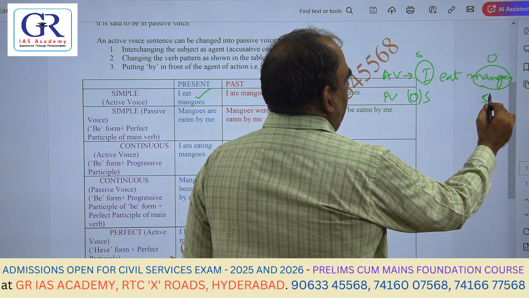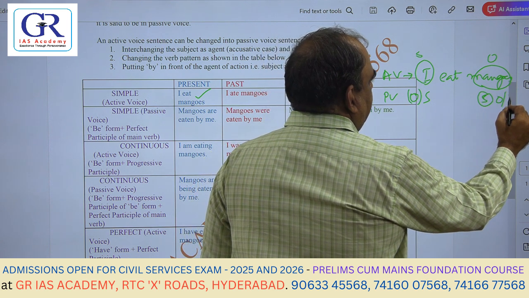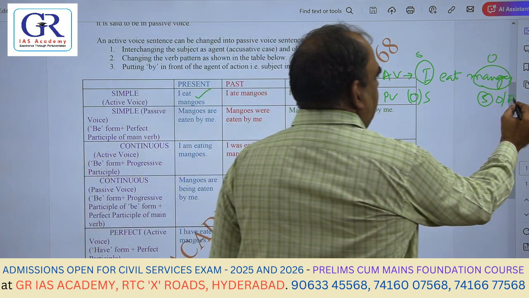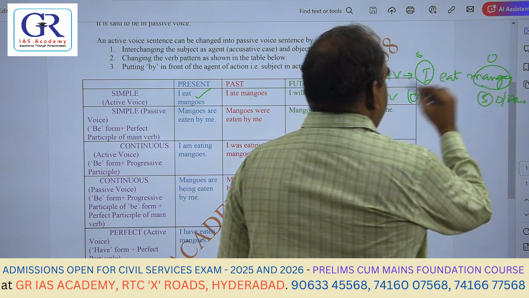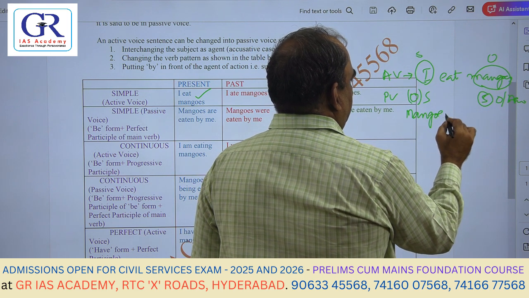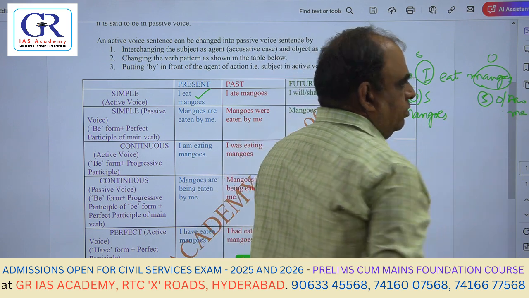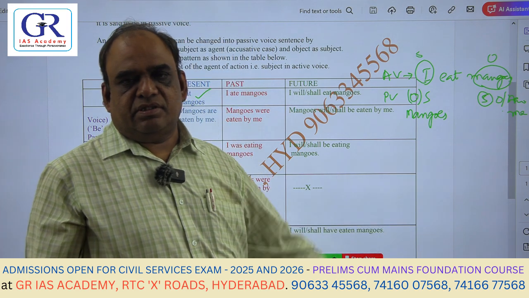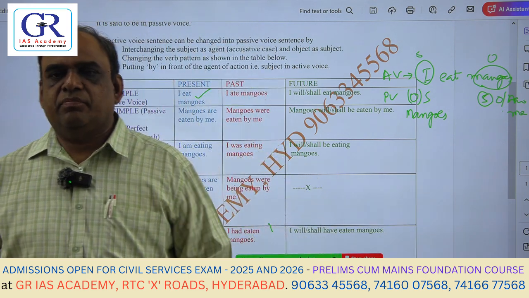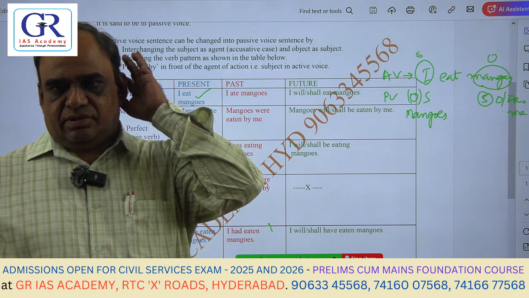The subject will become the object, or here we call it the agent. Interchange. So I am changing it: mangoes. Here instead of I, I will use me. That I will tell you in personal pronouns, how I can become me. All those things I will deal with in the personal pronouns class.